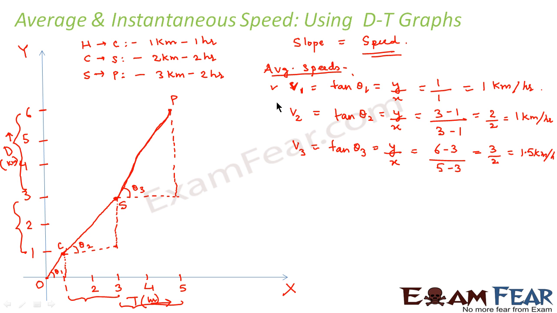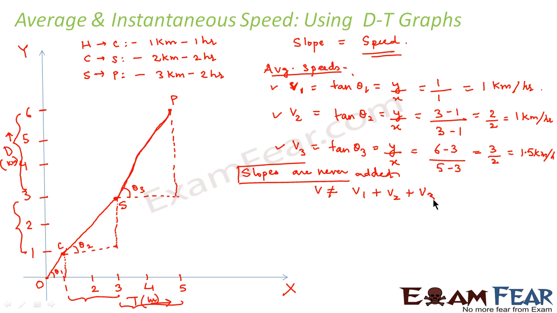So we calculated the average speeds for the 3 individual journeys. Now the net average speed, as we know, the total average speed cannot be the sum of the 3. So even mathematically, slopes cannot be added. Slopes are never added. So make a note of this point. It is very similar to saying that V cannot be equal to V1 plus V2 plus V3.